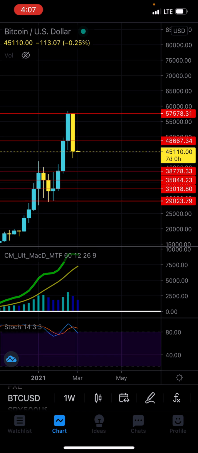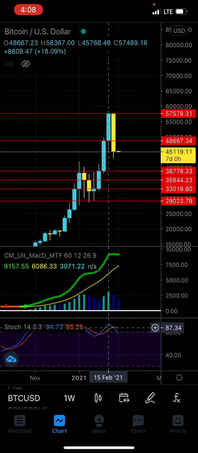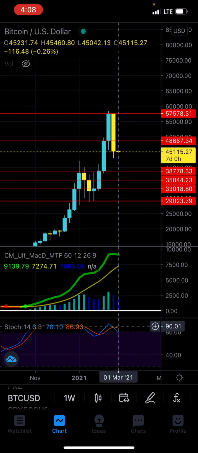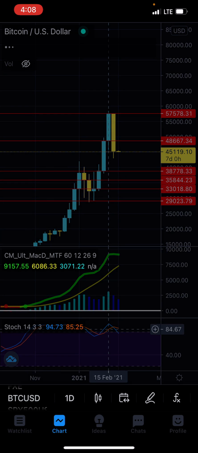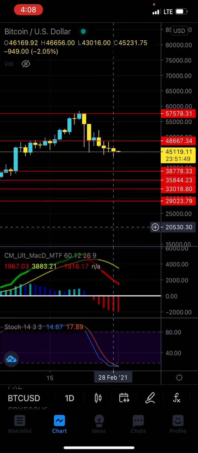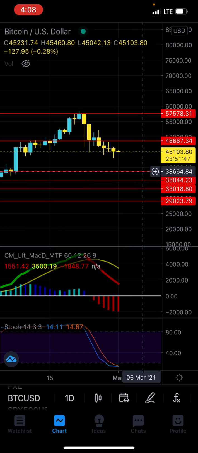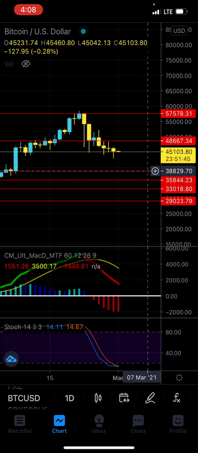And then on the stochastic, we actually did see the bearish indication that we created at the top, and then the week chart we're headed down, right? So it does look like right now, if I had to make a guess, I would say that we're headed all the way back down to around this price zone right here, which is $38,000 or $38,829.